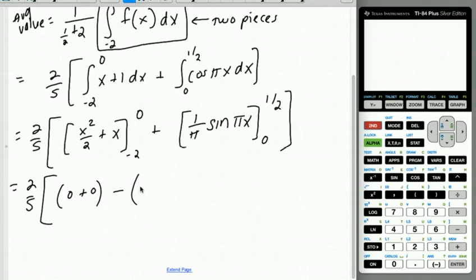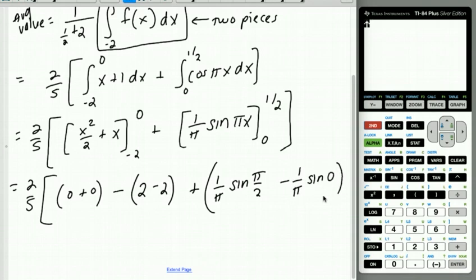Minus 2, so that's going to be 2 minus 2, which is also a 0. Plus, when I plug in the 1/2, I'm going to get a 1 over pi sine of pi over 2 minus a 1 over pi sine of 0, right? And so this one's a 0, and this guy right here is a 1.